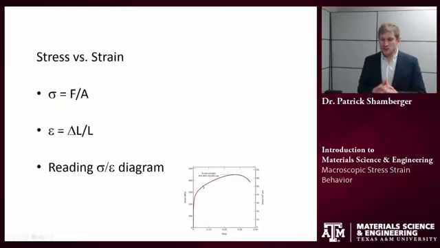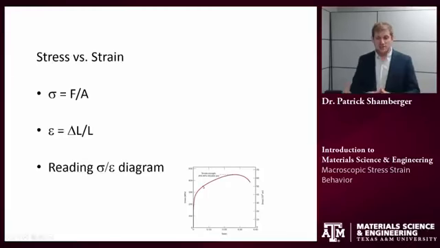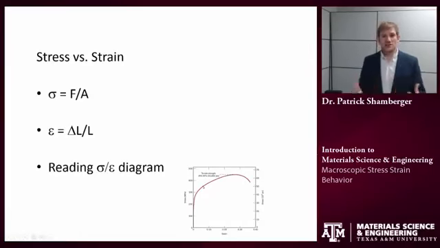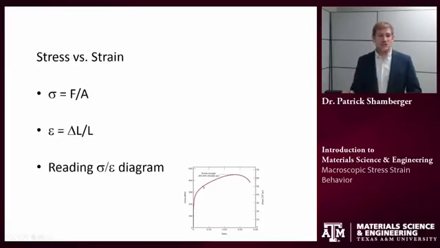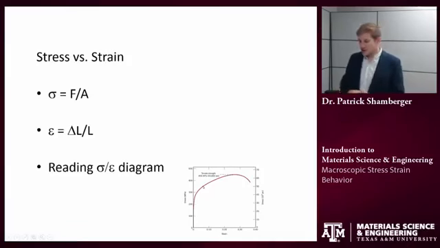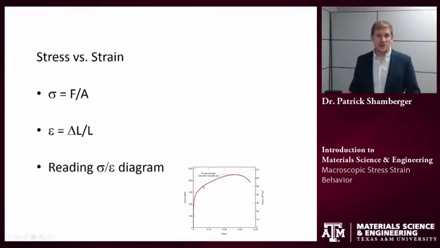Okay, so in summary, we've defined what stress is. Stress is force per unit area. And we've defined what strain is. Strain is elongation per original unit length. We use stress and strain because we want to get at intrinsic material properties. We want to get away from forces and elongations, which are dependent on the volume of material that you're looking at. Finally, we just did a little exercise on how to read a stress-strain diagram and calculate values off it.